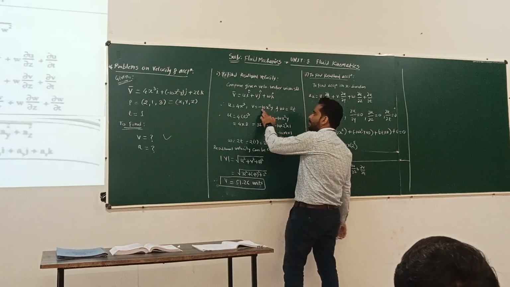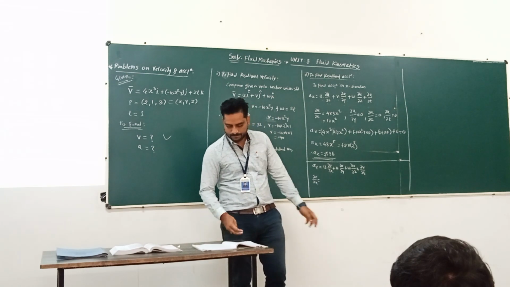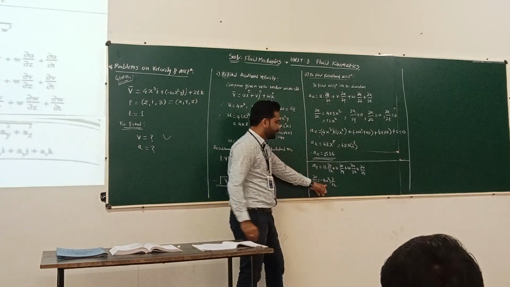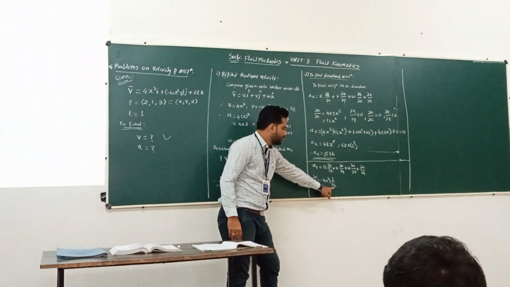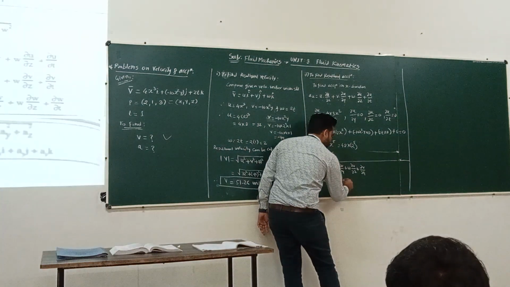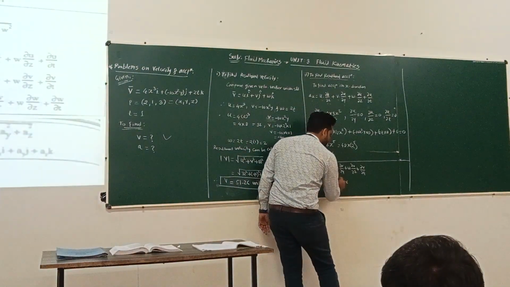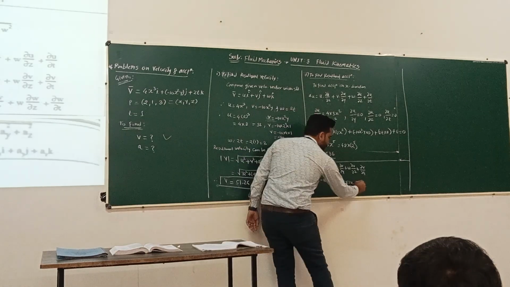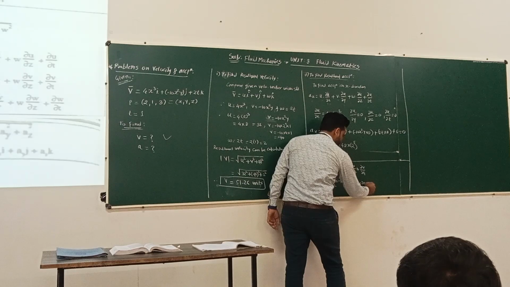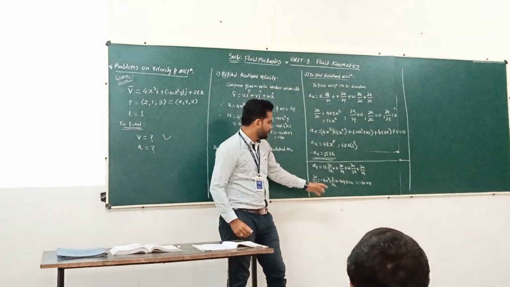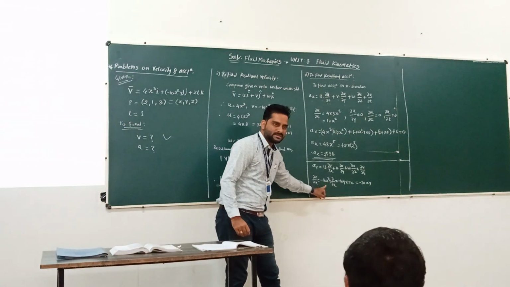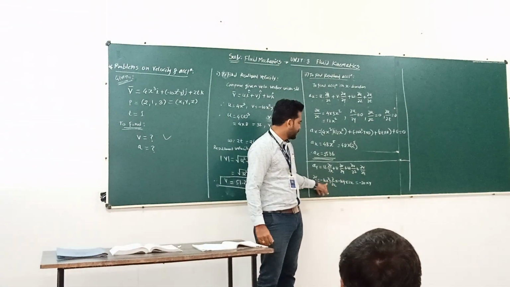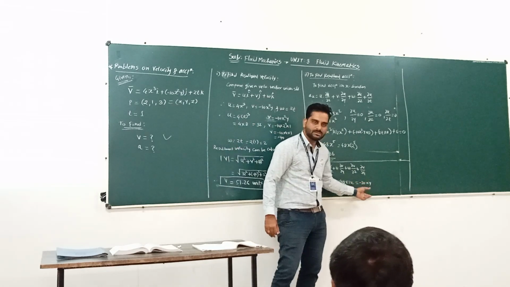What is dv upon dx? What is the value of v? Minus 10x square y. What will be the derivative with respect to x? Here we take minus 10 and y as constants, because we are calculating the derivative of v with respect to x. Then multiply by the derivative of x square with respect to x, which is 2x. So the value of dv by dx is minus 20xy.